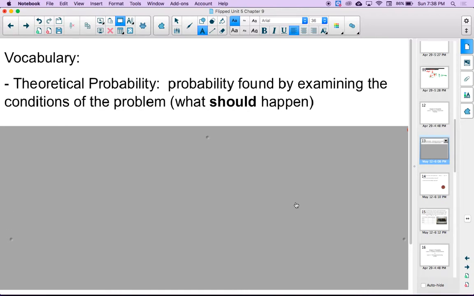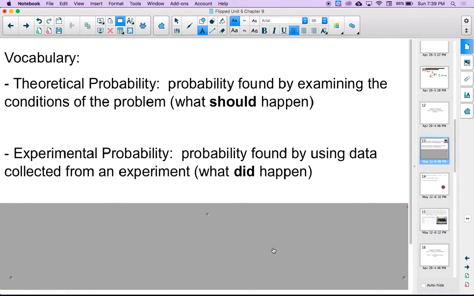First vocab word is theoretical probability. Theoretical probability is when we find probability by examining the conditions of the problem. This is what should happen in a probability experiment. So if I have a die and I look at all 6 sides of the die and I see that one of those sides is a 2, then I can determine that the theoretical probability of rolling a 2 is 1 out of 6. I'm not actually doing anything or rolling any dice. Okay?